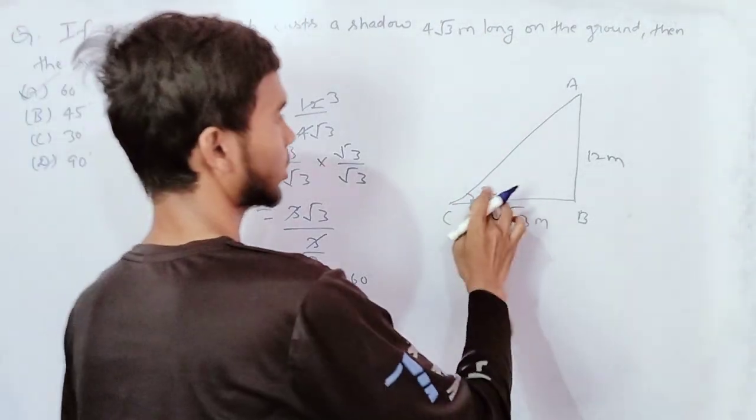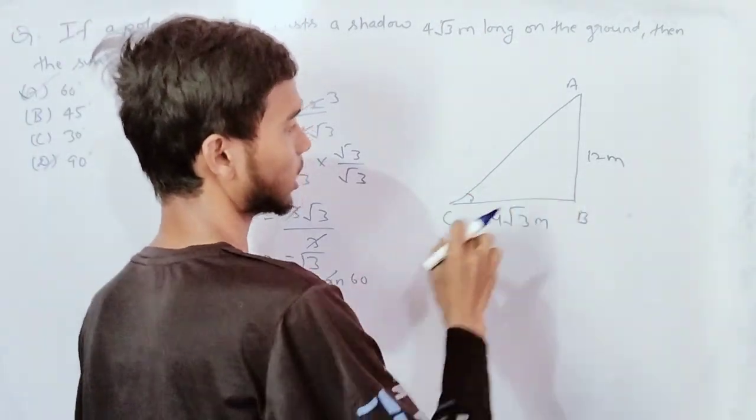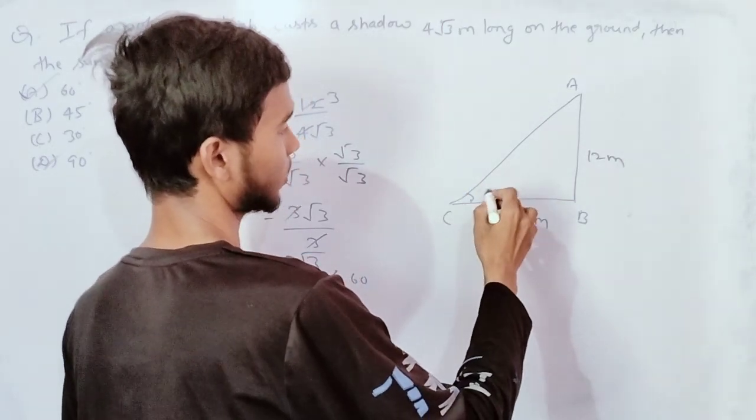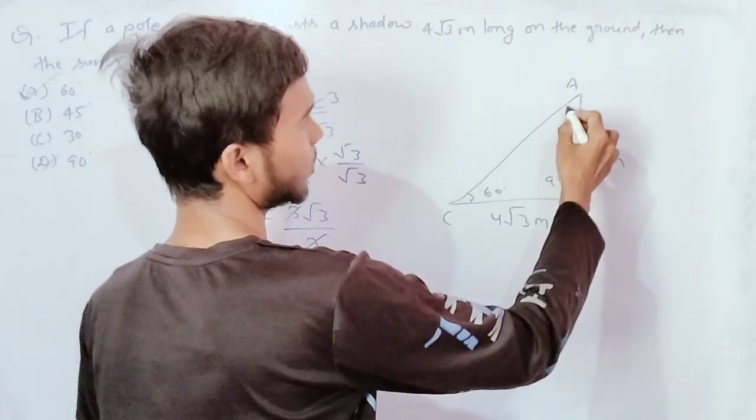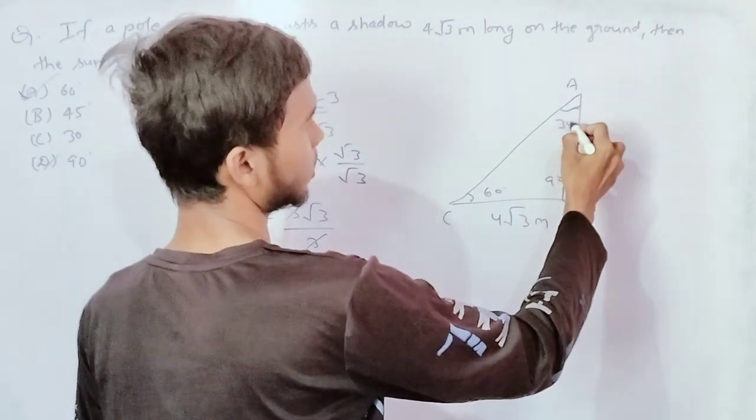Okay. This is already 90, so how will it become 90? This is 60. If this is 60 and this is 90, we know that this will be 30.